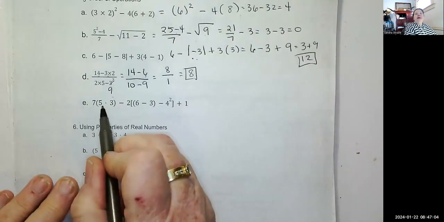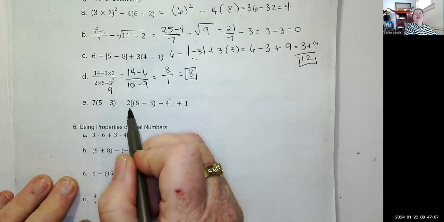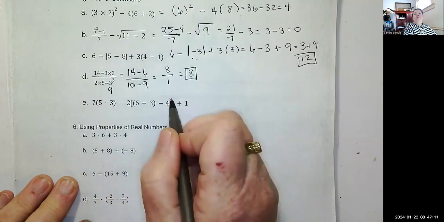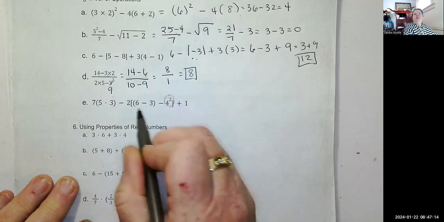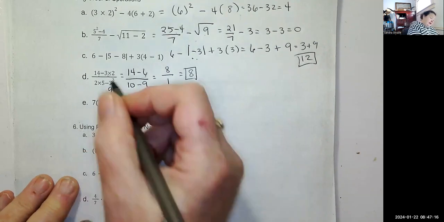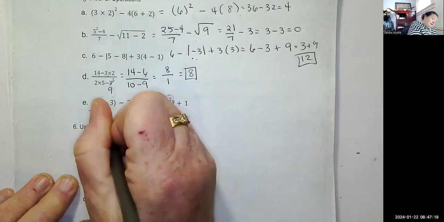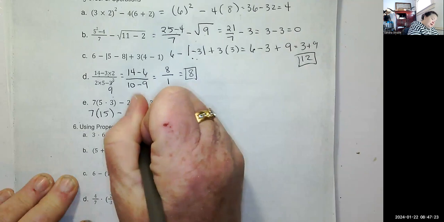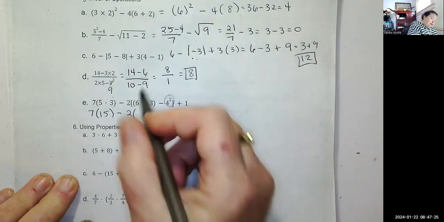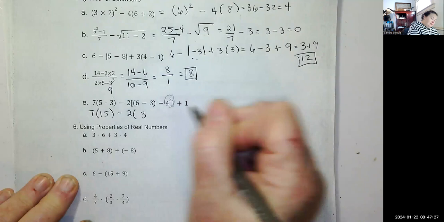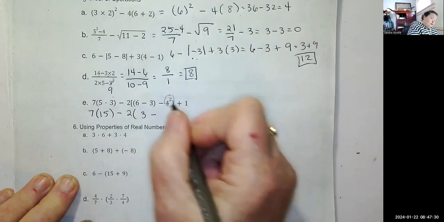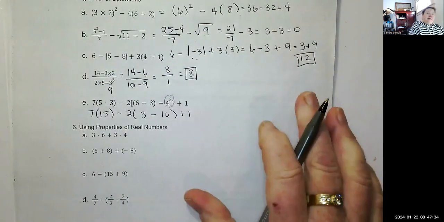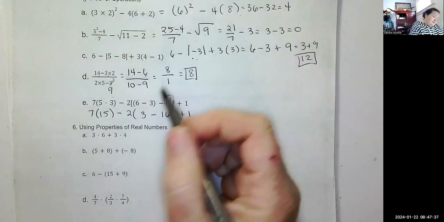The next one is 7 times 5 times 3 minus 2 times 6 minus 3 minus 4 squared plus 1. Lord have mercy. Well, here's our exponent. We've got a lot of parentheses happening. So let's see if I can clean this up. 7 times 15, I don't have my calculator, this is gonna be fun, minus 2 times, well, we need to do the 6 minus 3, which is 3, minus, I'm gonna go ahead and do the 4 squared, which is 16, plus 1.